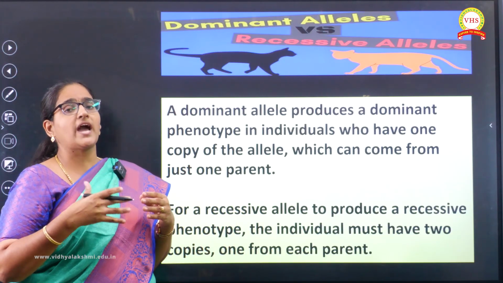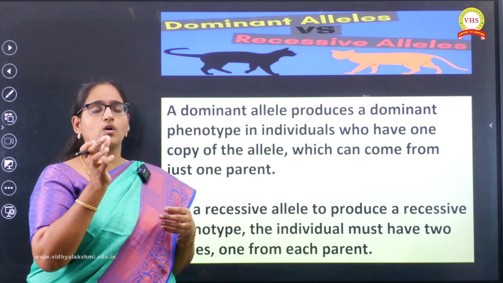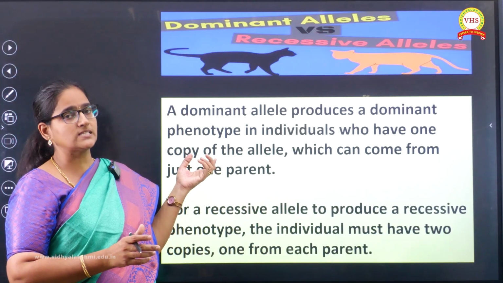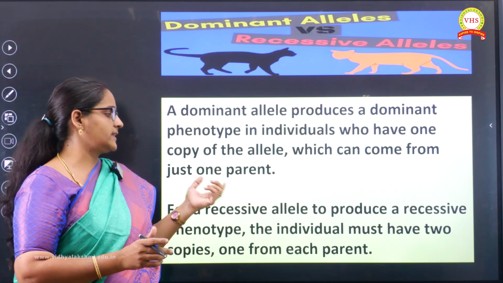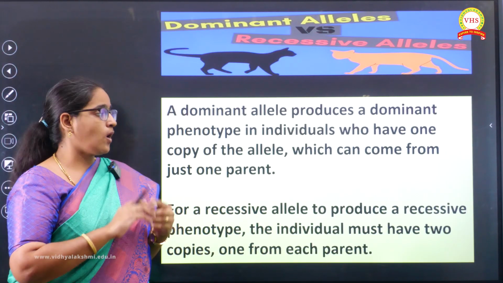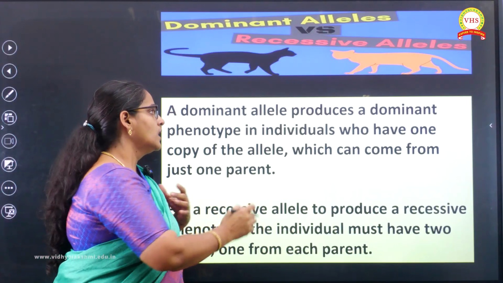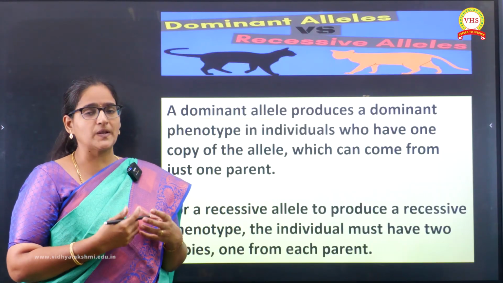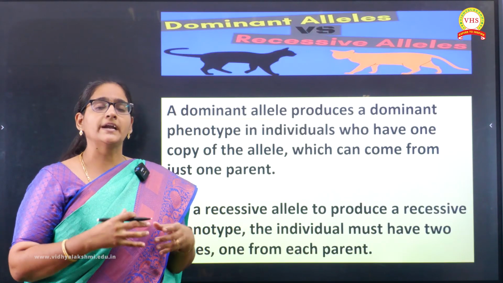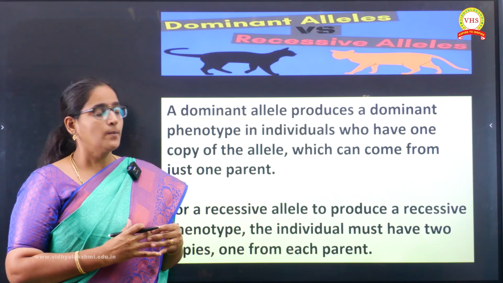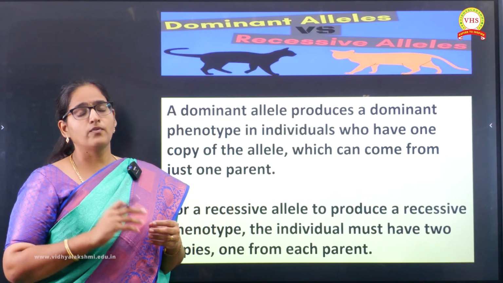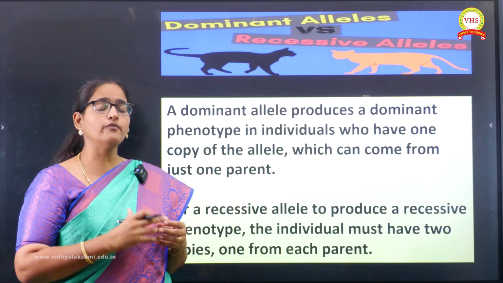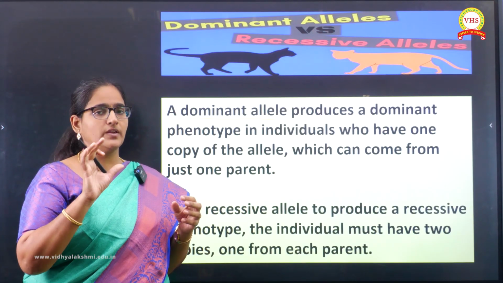So based on how the combination of the alleles is determined and which character is getting expressed, we are dividing the alleles into two types, that is nothing but dominant allele and the recessive allele. For the dominant allele, the presence of only one is required. If one dominant allele is present within the gamete, it is enough for its expression. But for the expression of a recessive character, we need the combination of both the alleles to be recessive in nature.